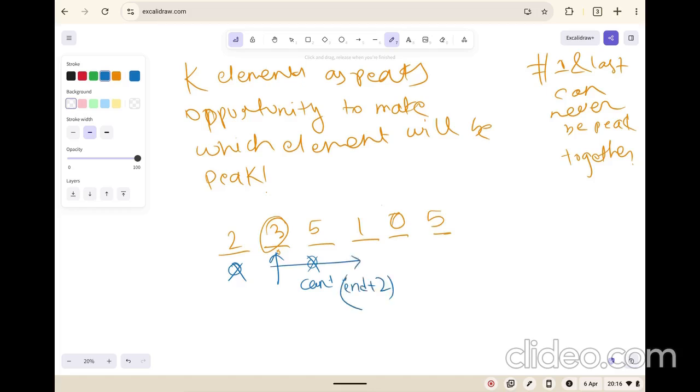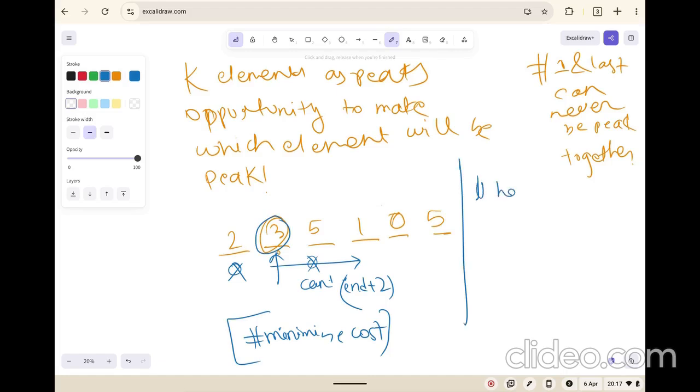All right, so you have the opportunity to choose which element you want to make a peak, because we need to minimize the operations, we need to minimize the cost as well. Think of the problem like this: you have multiple opportunities, that is the first point. And the second is that you need to minimize the cost.